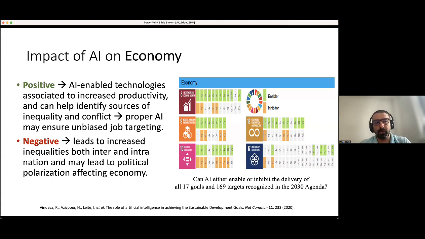So the problem now is that it still has a negative impact on economy, where in some cases, if AI is trained on biased data, it will become biased as well. So that's going to be problematic, leading to some inequalities, especially between and within nations. And also it can lead to political polarization that can eventually impact the economy. So that is the impact on economy.